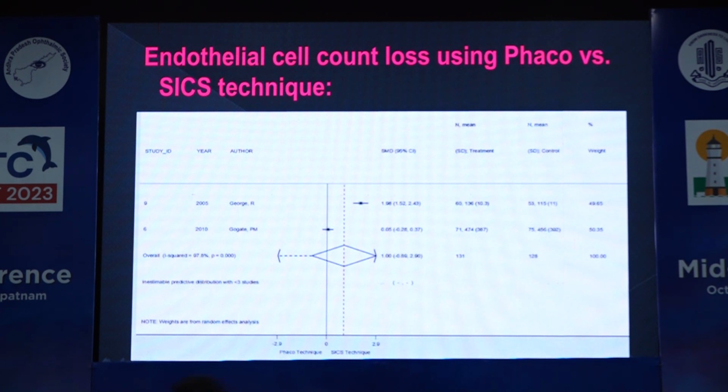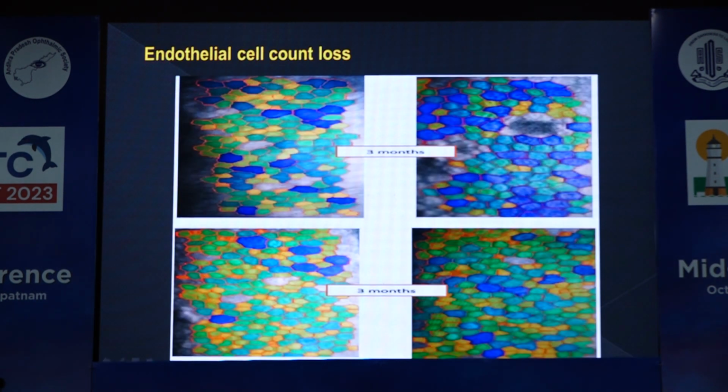Endothelial cell loss: here I could find only 2 articles, and in them endothelial loss is slightly more with Phaco as compared to SICS. Here is the same patient, one is the right eye, another is the left eye. The first one is the right eye, showing the pre-surgery endothelial cell count, and you can find some black spots where it was done by Phaco, so there is a chance of endothelial loss. The other is the same patient's left eye done with SICS, and there are no such black spots. We all know that Phaco has higher chances of endothelial loss.